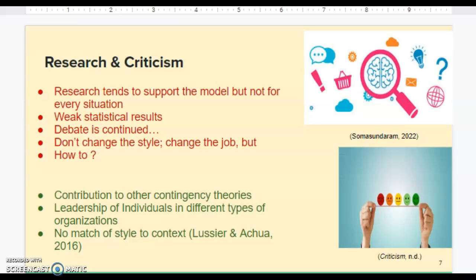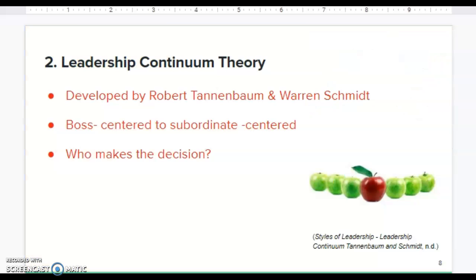Two meta-analyses were conducted. The research tends to support the model, although not for every situation and not as strongly for field studies. Another criticism is that Fiedler says that leaders should not change their style, but the context of the job should be changed. Fiedler's model also doesn't teach us how to change your job context. Despite the criticism, Fiedler has helped contribute to the other contingency theories, and it has applications that can be used to answer questions about the leadership of individuals in different types of organizations. It can explain why a hardworking manager is not effective in a specific job.